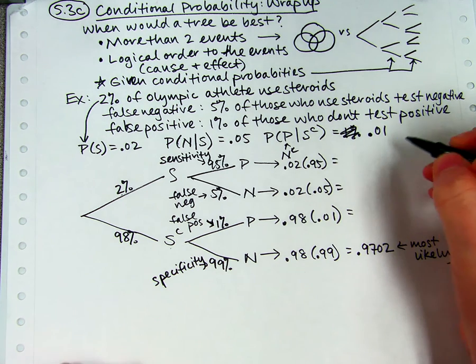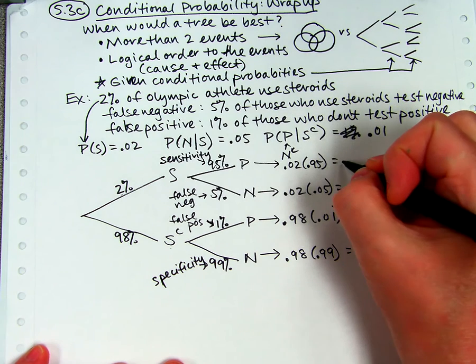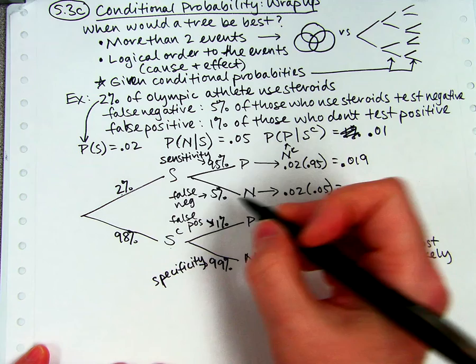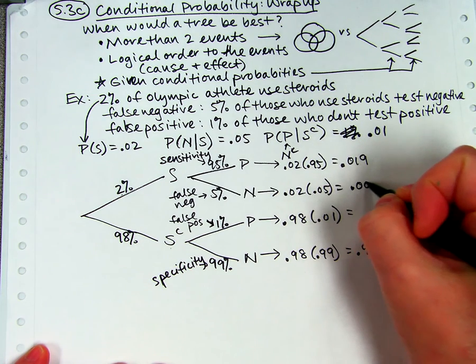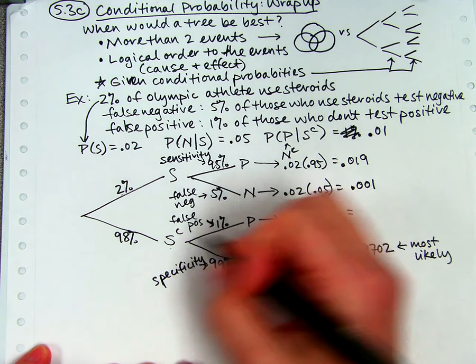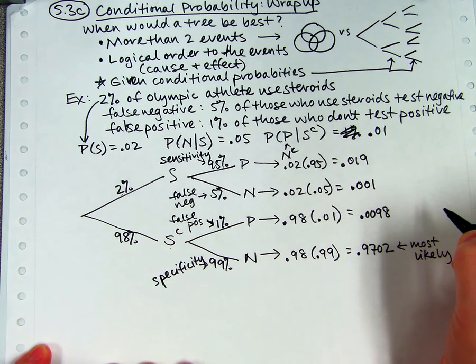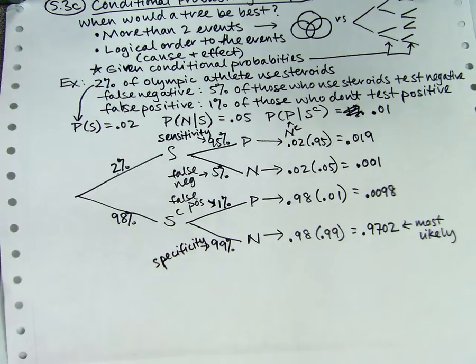These other three are much less likely. Taking steroids and then testing positive is a 0.019 or 1.9% chance. Taking steroids and testing negative is only 0.001, less than a tenth of a percent. And then this one comes out to be 0.0098, almost 1%. So those are much less likely than that one. And again, they would all add up to 100% if we were working on that.